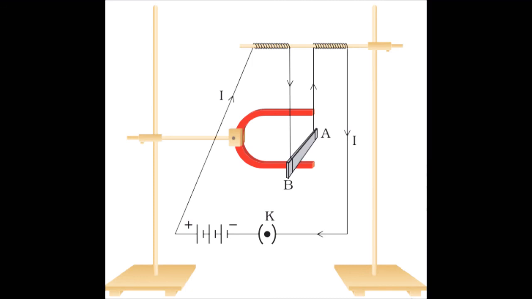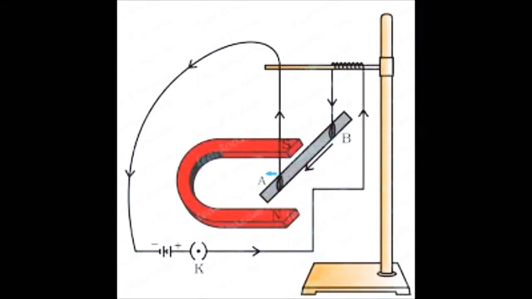When you start flowing the current, the rod moves inside the magnet or outside the magnet as we change the direction of the current. Now let us reverse the magnetic field. The force on the aluminum rod will also get reversed.